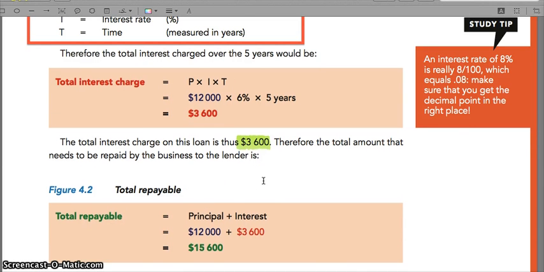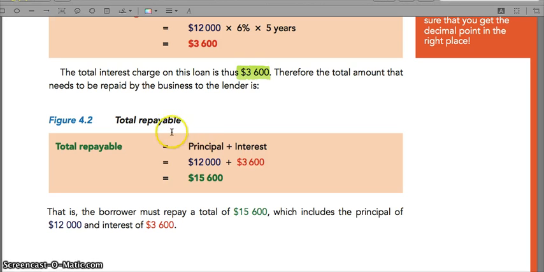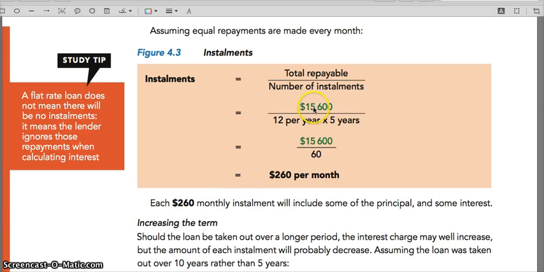So the total amount repayable, obviously because we've got to pay the principal and the interest, is the principal, 12 grand, plus the interest that we just calculated, 3,600. So the total repayable is $15,600. Once we've worked out the total repayable, we can work out the installment. If we want to do it monthly, we just do 12 months per year over 5 years. Just divide that total amount repayable across the 5 years, and it works out to be $260 a month.